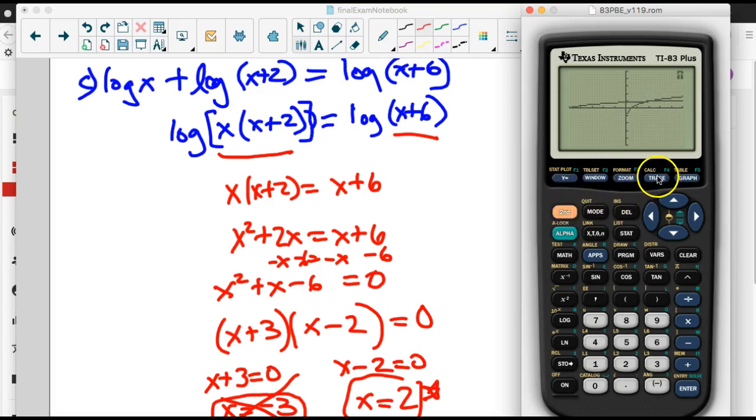We'll just verify: calculate, intersect, enter. Under first curve, we should find a point on the curve first. So I have to go to the right a little bit, because right there's no point on the curve. 0 is not a point on that logarithm curve. So I have to go to the right till I find a point, hit enter. Then this is a point on the second curve, hit enter. I'm going to move over till I think I'm close to 2. Okay, 1.59, 1.9, there's 2, close to 2. And it does say the intersection is at x equals 2. So I verified my solution to that problem.